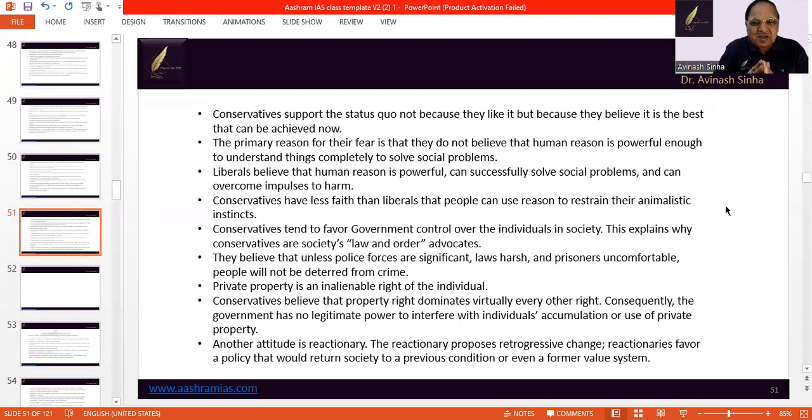So these are some very important issues regarding attitudes, regarding political attitudes that we find in this Unit 2 entitled attitude.